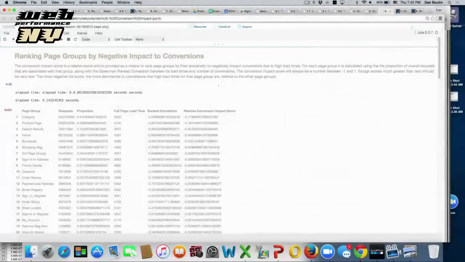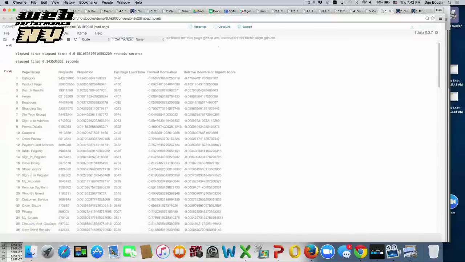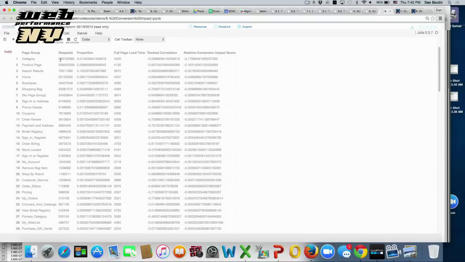And then we can actually rank page groups by the negative impact to conversions. In other words, is the full page load time impacting the conversion rate for that particular page group? I showed you the past before. Now you can actually slice the data to see, is that page group and the load time impacting conversion rate? And this one's fascinating.